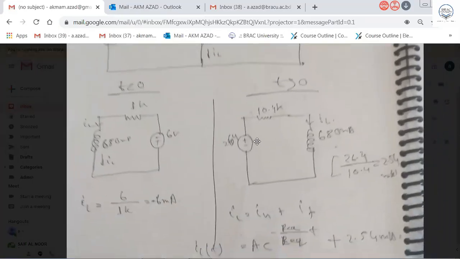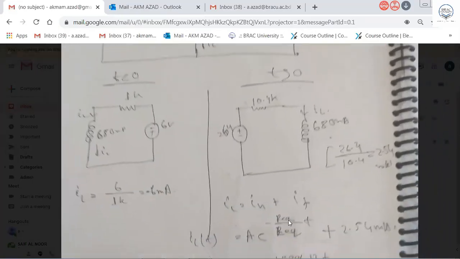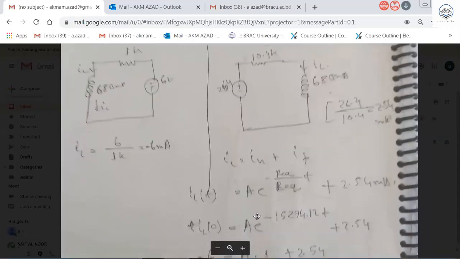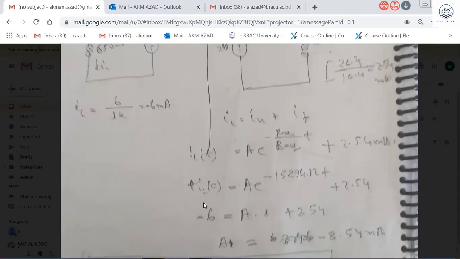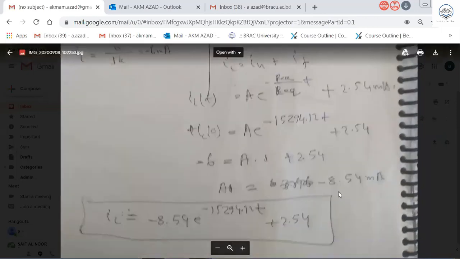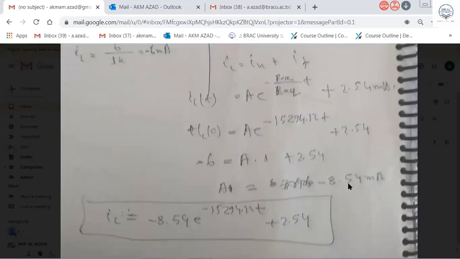26.4 volt, and the resistance is what? 2.2. Yes, sir. The 2.2 and this 8.2 give you 10.4. That's why he had written 10.4 here, and this is 6.2, and this is 26.4 volt. From here you can write the equation like this and find A, using the initial condition at time t equal to 0, which is minus 6. Last time it was 3 milliampere. This time it is minus 6 milliampere at time t equal to 0. And from there, he found the value of A equal to minus 8.54.